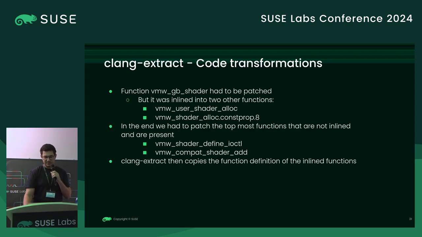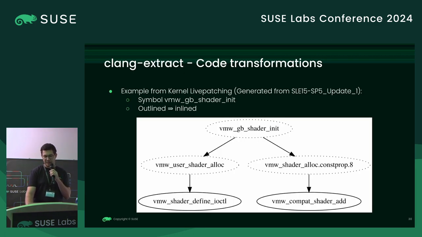So that's basically the explanation that I did. In the end, clang-extract copied these two functions below. Sorry, we extracted these two, but in the end, we had to copy all three together to just fix this function here.